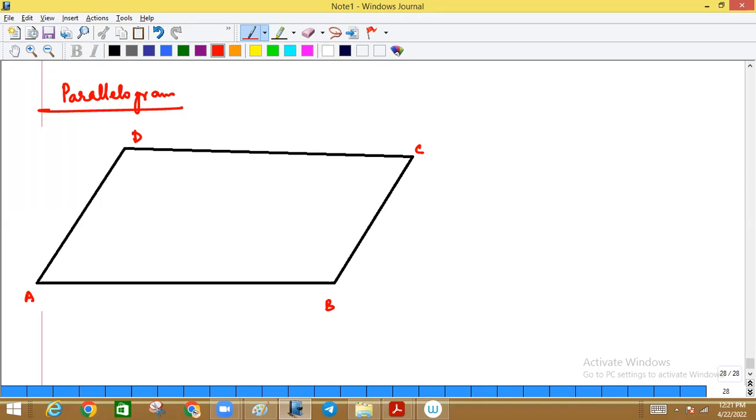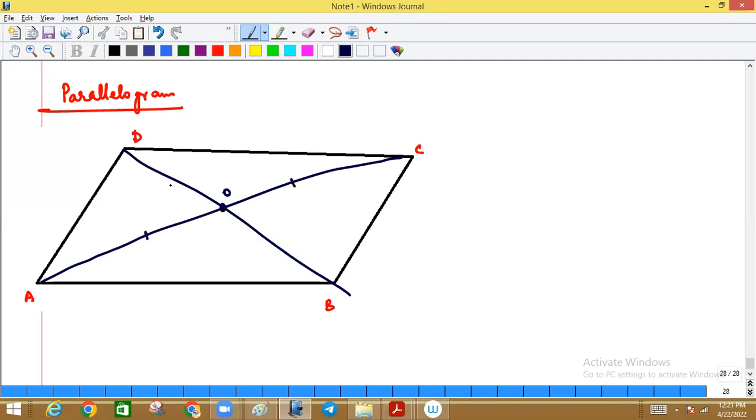When do you think diagonals are equal? When sides are perpendicular. When do you think diagonals are perpendicular? When sides are equal. So none of them is true. So here neither diagonals are perpendicular nor equal. Therefore, you can say diagonals still bisect each other, which means AO is equal to OC, OD is equal to OB. This you can say.